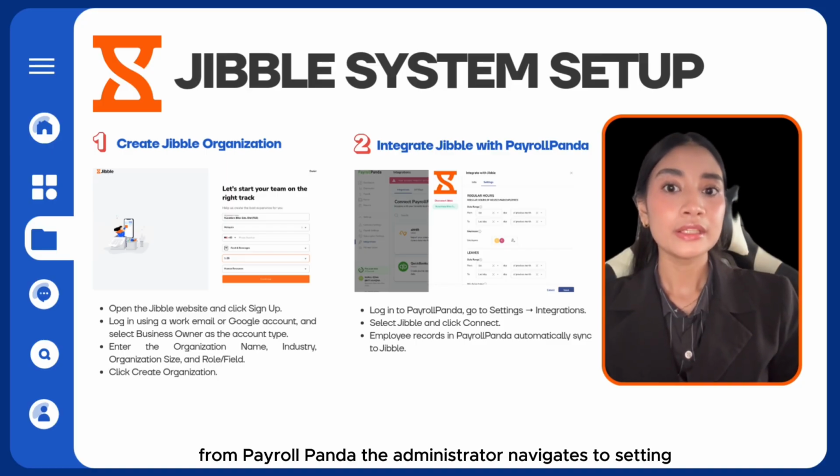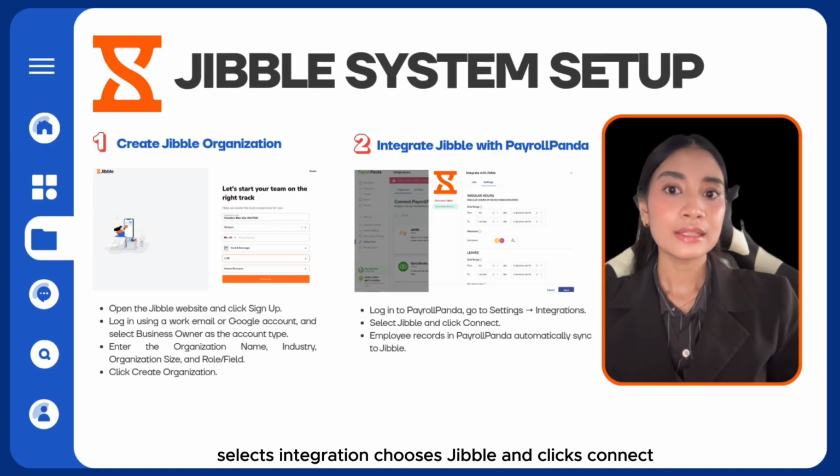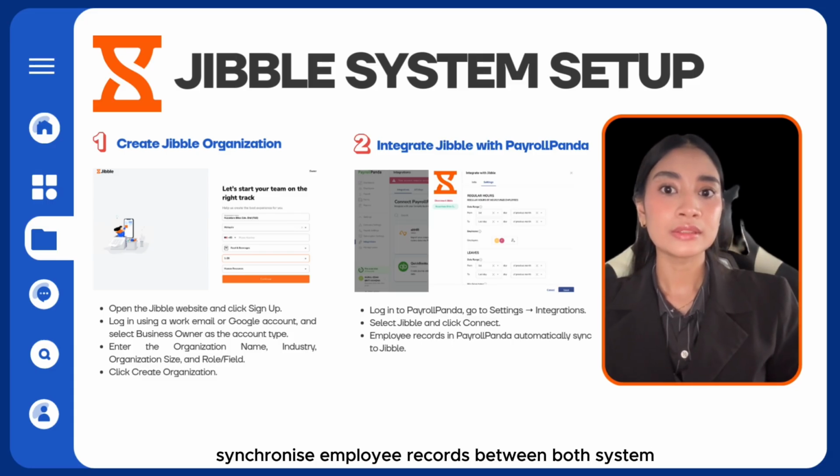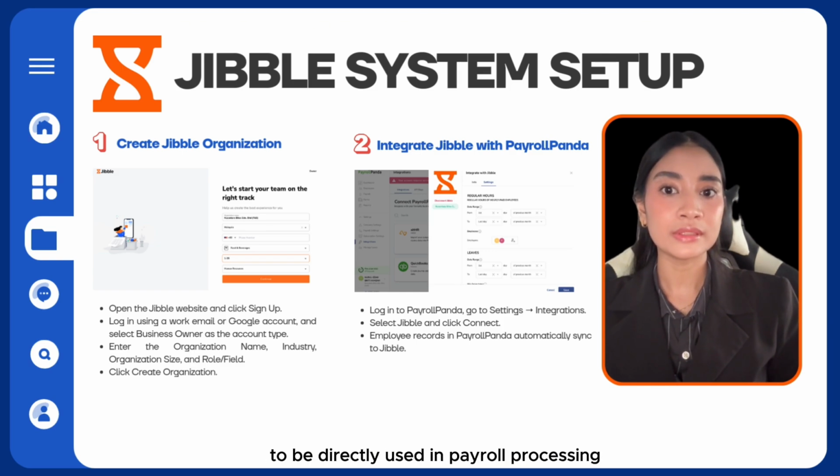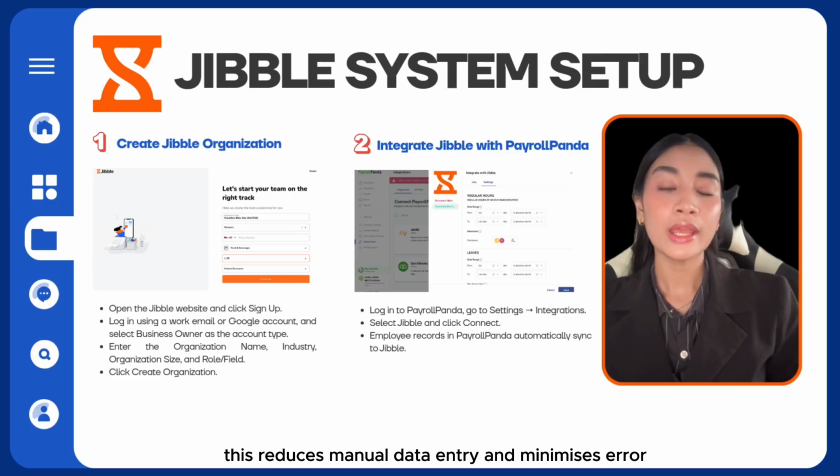Once the organization is created, the next step is to integrate Jibble with Payroll Panda. From Payroll Panda, the administrator navigates to Settings, selects Integration, chooses Jibble, and clicks Connect. This automatically synchronizes employee records between both systems, keeping names and email addresses consistent and allowing attendance and leave data from Jibble to be directly used in payroll processing. This reduces manual data entry and minimizes errors.